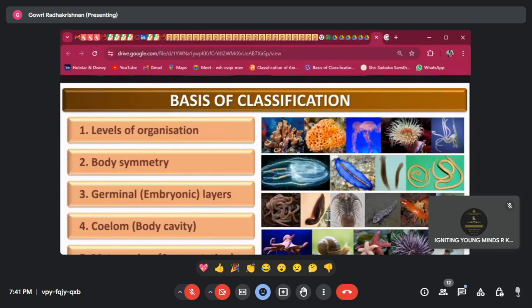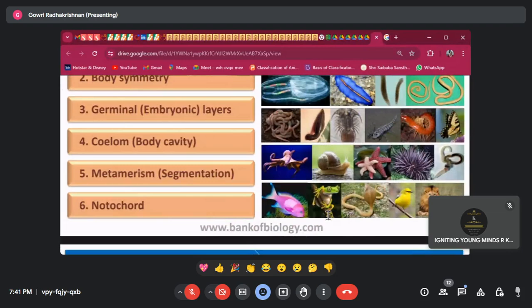And then body symmetry. Symmetry, you would have read even in maths. Symmetry is bilateral symmetry or radial symmetry. Which of these symmetries does the organism exhibit? And then there are germinal, that is embryonic layers: is it triploblastic or diploblastic? And then coelom, that is the body cavity.